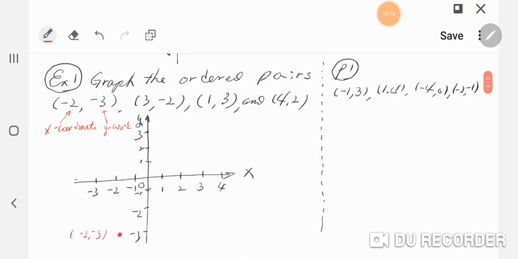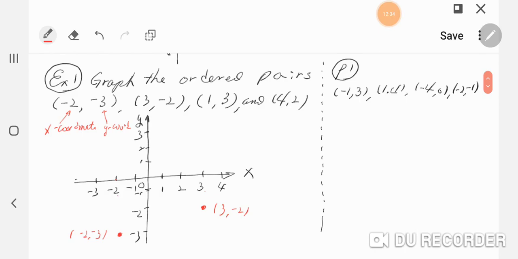Okay, 3 and -2. The second point is 3 and -2. So go 3 units to the right. Starting from 0, x is +3, so go right 3 units, and then 2 units down. 1, 2 down. Right? So that is 3 to the right and 2 down.